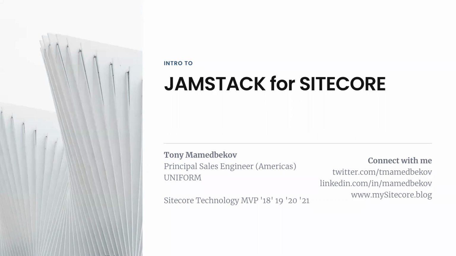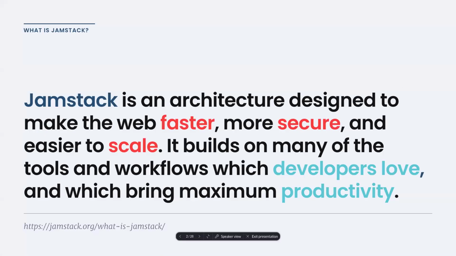So first, I would like to start off with this statement, right? What is Jamstack? You probably heard a lot about Jamstack and what it does, and different people have their own way of presenting it and talking about Jamstack. But this is probably the best definition, and that's the source where I got it from. Jamstack is an architecture designed to make the web faster, more secure, and easier to scale. It builds on many of the tools and workflows which developers love and which brings maximum productivity. So I think this statement pretty much defines our presentation today, what we're going to be talking about. So let's think about Jamstack as an architectural approach.